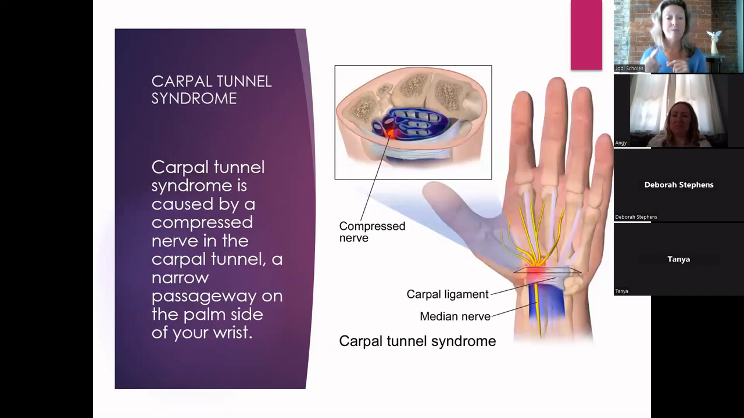Let's look at the anatomy. So your carpal bones form this really cool arch. I like to think of it like a stone bridge. So if you've been to a park or you've been to Europe, it's like this stone bridge. And these bones, you've got 8 carpal bones.